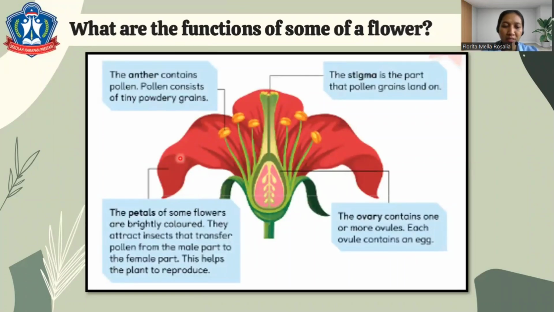Then we have petal. If you see here, the petals of some flowers are brightly colored. They attract insects and can help this flower to reproduce. So it can transfer pollen from the male part to the female part. And then next one is the ovary. The ovary can contain one or more ovules, and each ovule here has a neck.